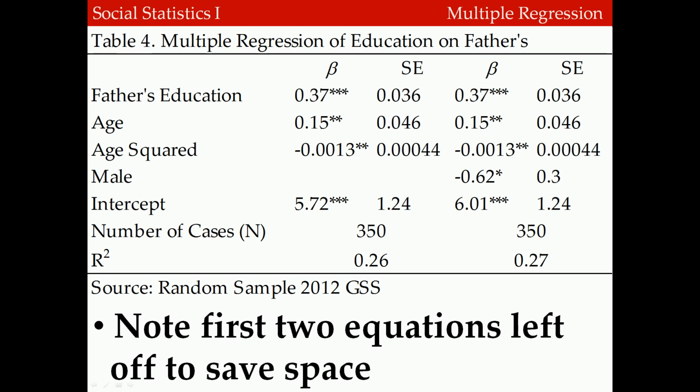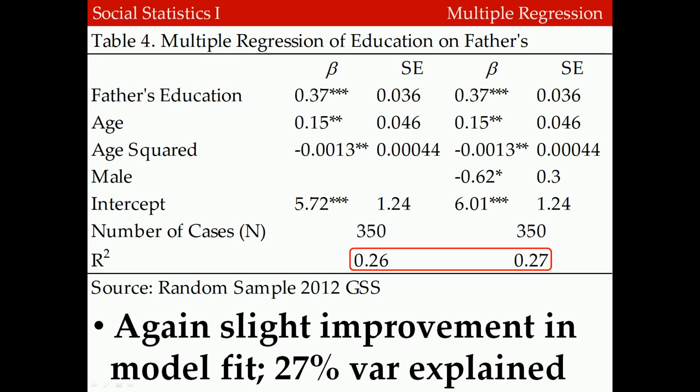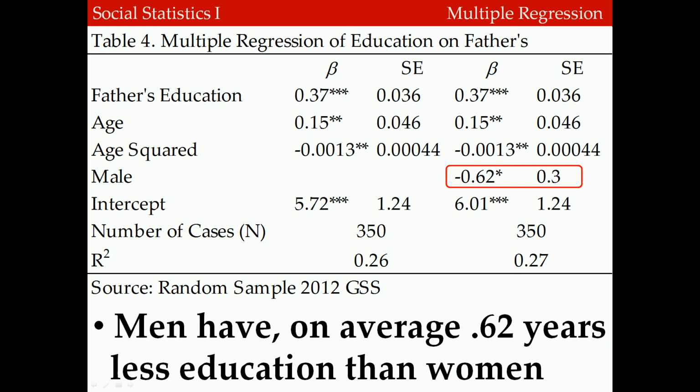Here I have basically just two regression models. The first shows our last model with father's education, age, and age squared. And the new model, directly to its right, is the one that includes the coefficient for male. Again, we see that there's a slight improvement in model fit. The combination of father's education, age, and sex, male in this case, explains 27% of the variation in the dependent variable. Notice also that we have an effect for male, which is relative to the omitted category, female. We can see that on average, men have about 0.62 years less education than women. So women are slightly more educated than men, net of their age and their father's education.